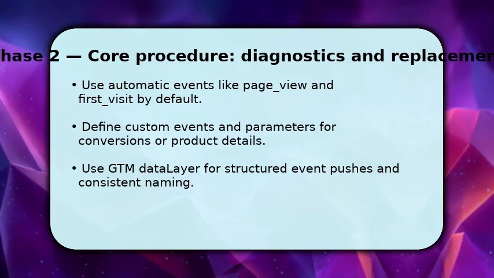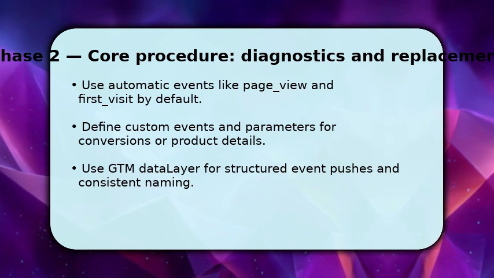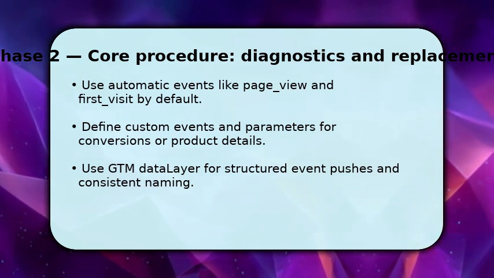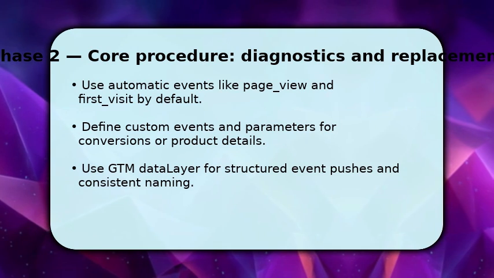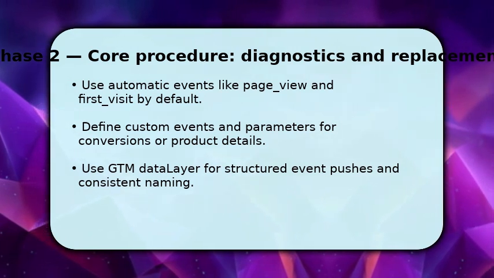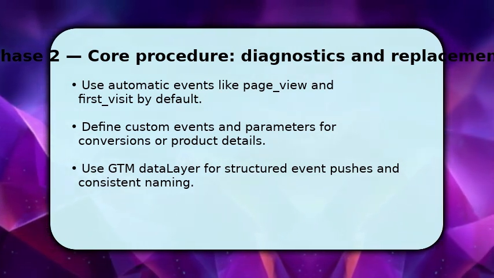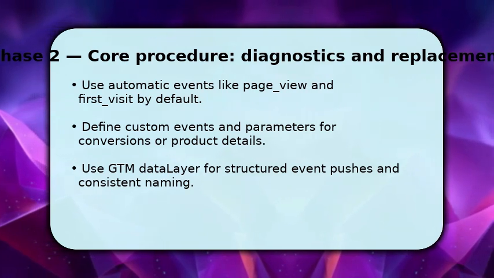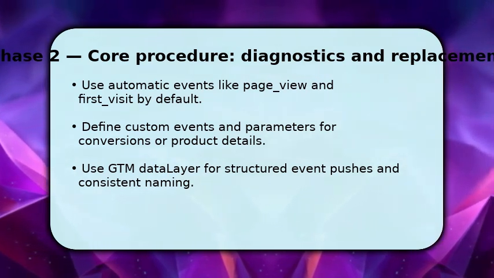reporting. Use the GTM data layer to push structured data from your site. This standardizes values and reduces errors when you change markup or deploy A/B tests. You finish by validating and publishing because unverified tags lead to blind spots.